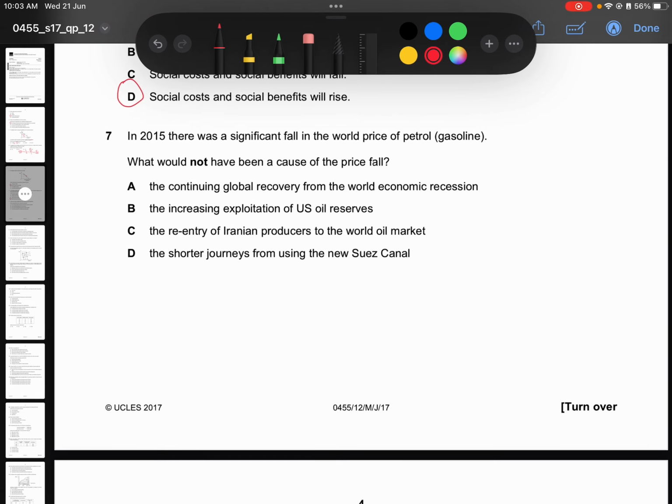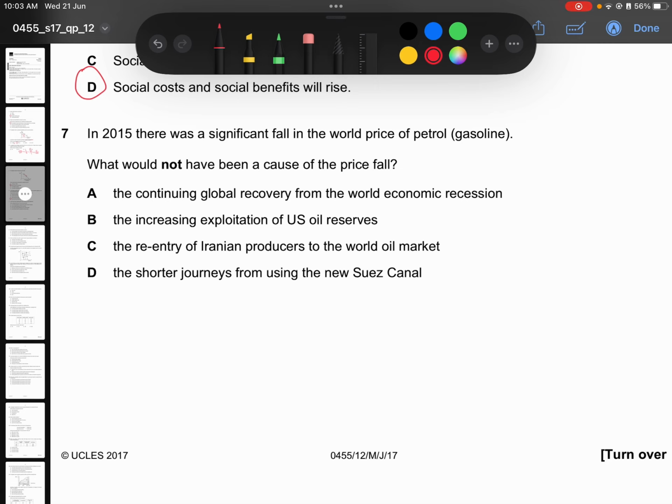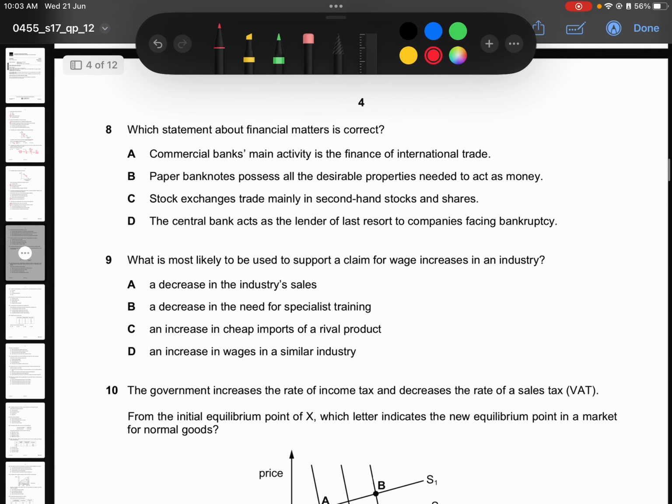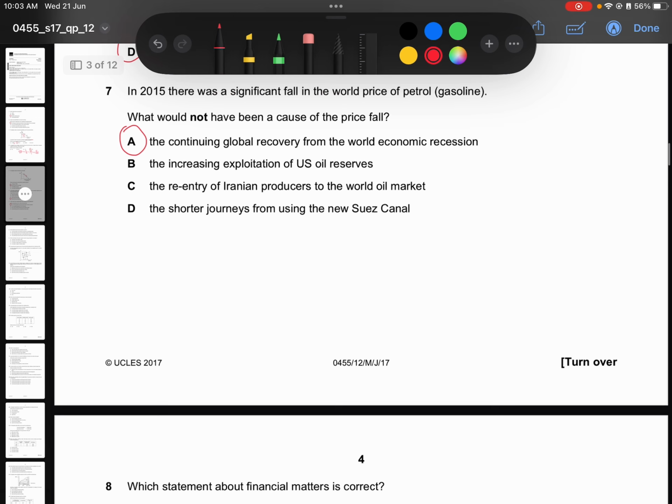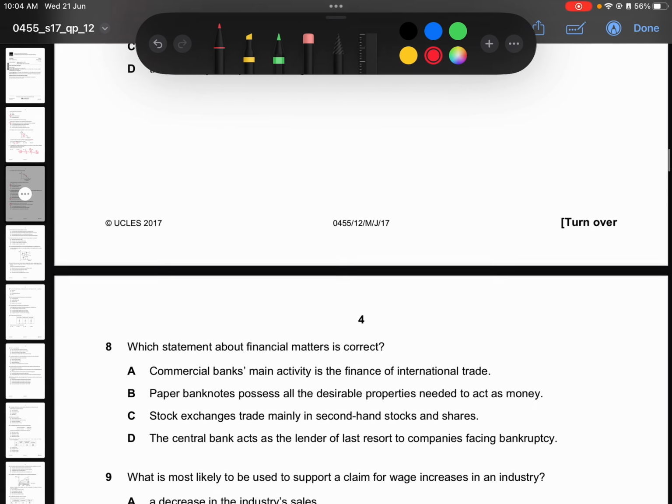In 2015, there was a significant fall in the world price of petrol. What would not have caused a fall in the price of petrol? If there's an increasing exploitation of US oil reserves, that means the supply is increasing, so price would have fallen. Of course, the re-entry of Iranian producers, again the price would have fallen. Shorter journeys would mean that demand is lower, so the price would have obviously fallen. The continuing global recovery from world economic recession would then be the correct answer, because as you recover from the economic recession, your price would have increased.